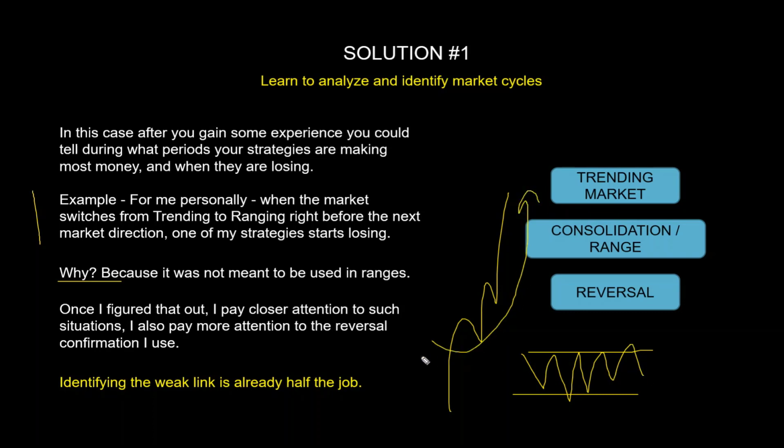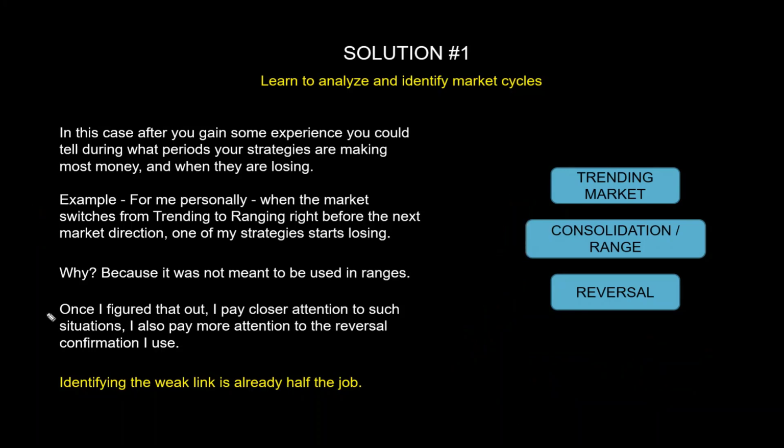In this case, I can use breakouts, for example, which I can trail and try to catch as much of this move as it has to provide. That's the first thing, right? Well, as it comes to ranges, I know my limitation. My target is limited to the box of the range, to this height here, right? So there you have it. Once I figured that out, I pay close attention to such situations. I also pay more attention to the reversal confirmation I'm going to be using.